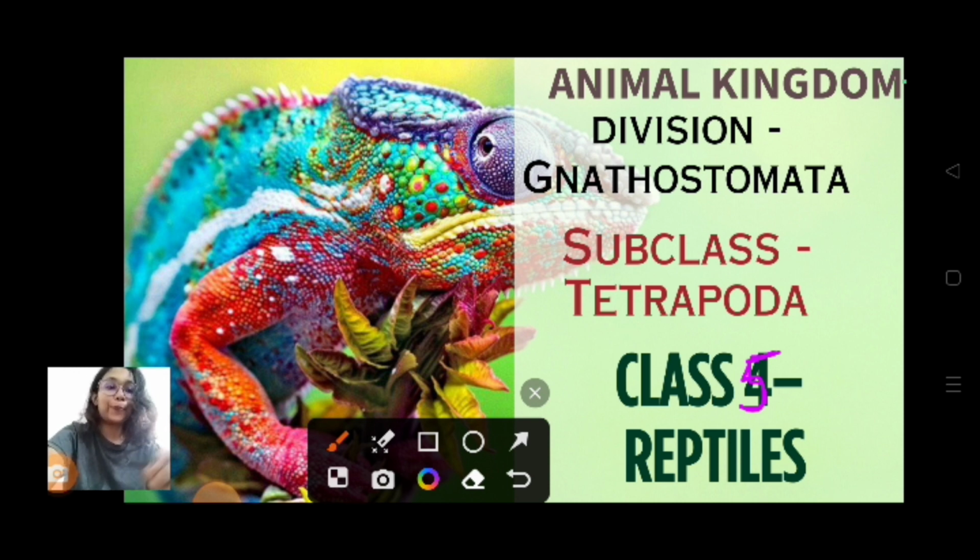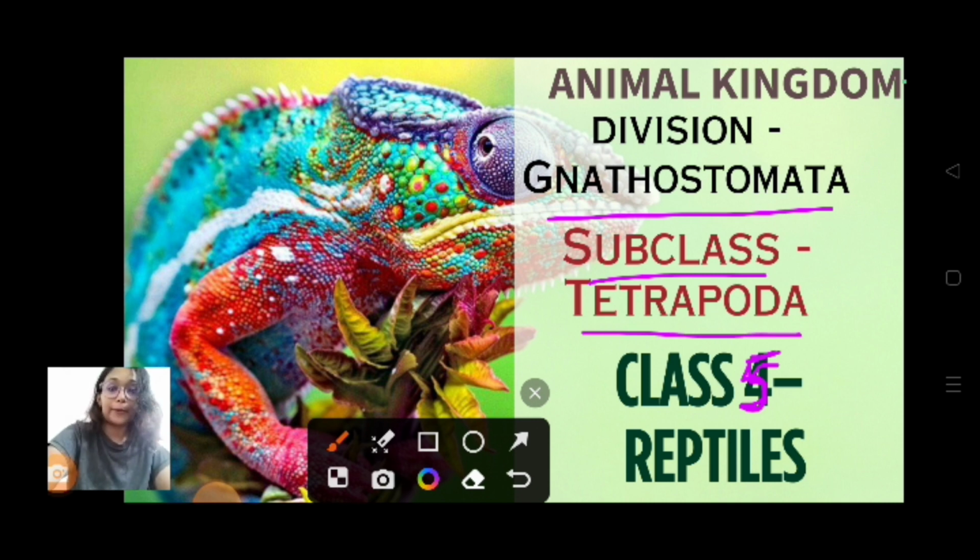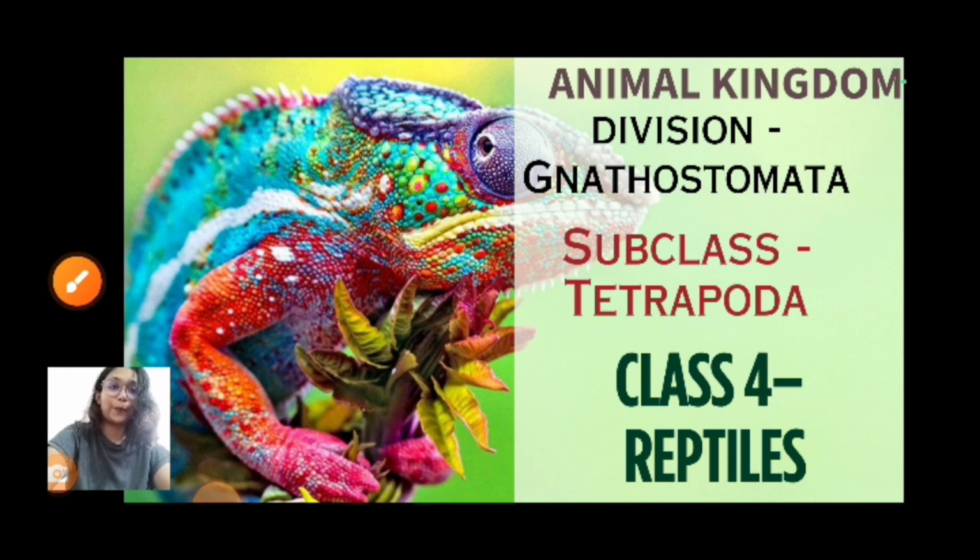Is it clear? Then it falls under the division of Gnathostomata, means what? The one which contains jaws. Then it falls under subclass, that is tetrapods, means they are having limbs. Is it clear? So let's see some characteristic features of the class 5, that is reptiles.